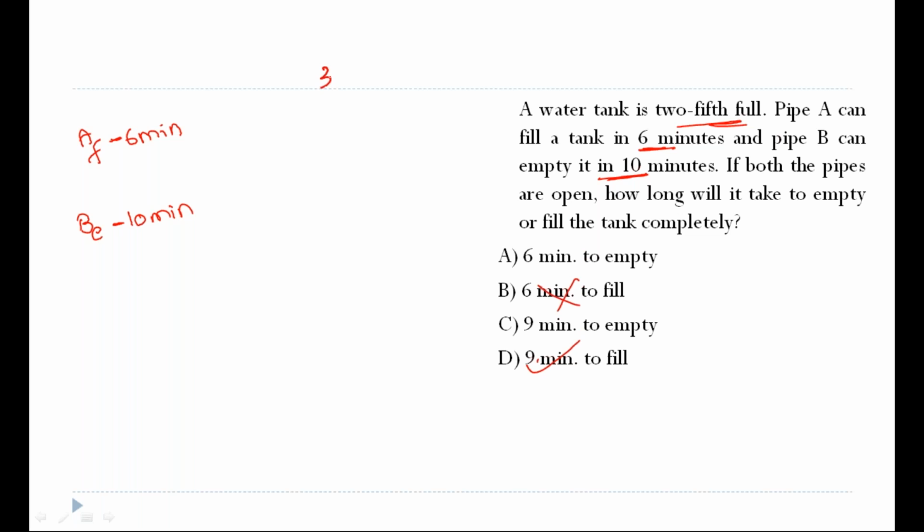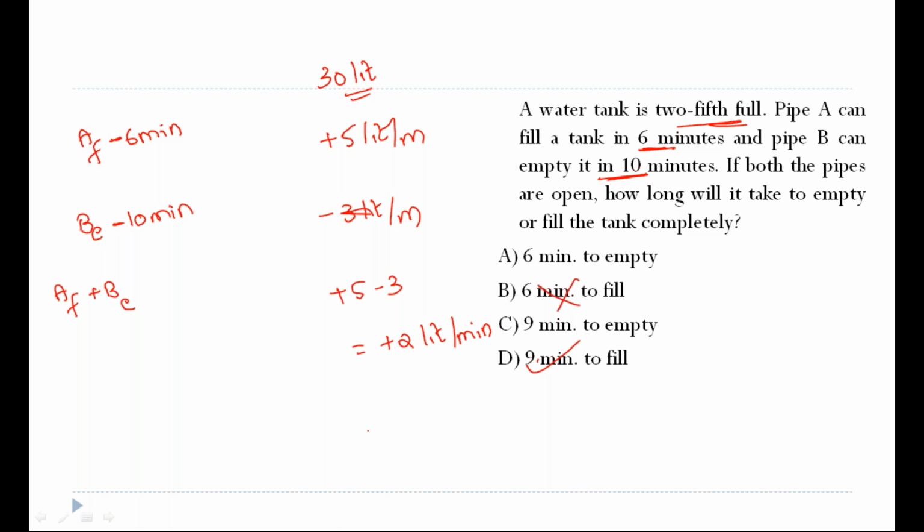Why? Sir, this is 30 liters, okay. This is filling 5 liters per minute. As you discussed, yes, this is removing 3 liters per minute. When both pipes are open, option D is correct, my dear friends. We'll get +2, sir. Yes, filling. Very good. How much are you filling? 2 liters per minute. Finally, you'll get plus, only filling.